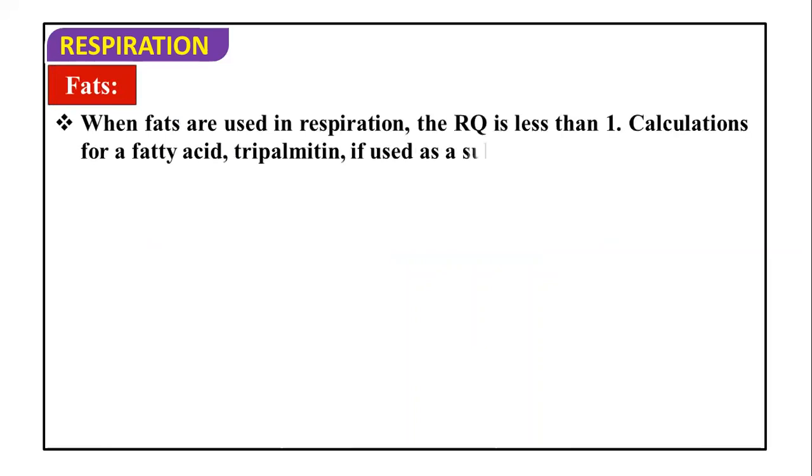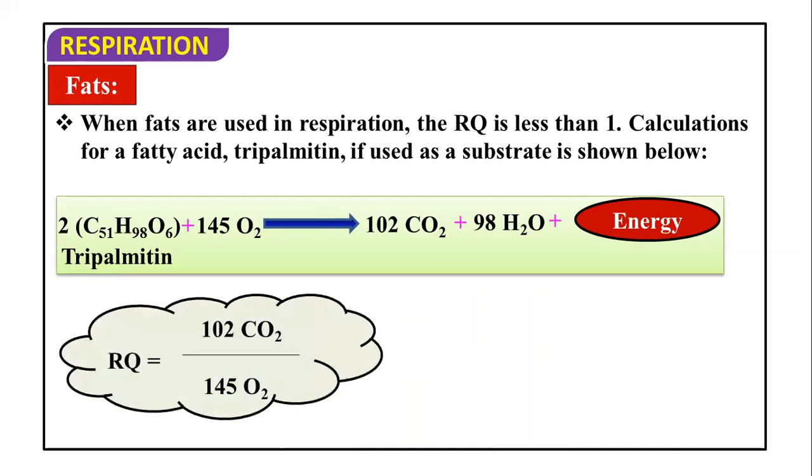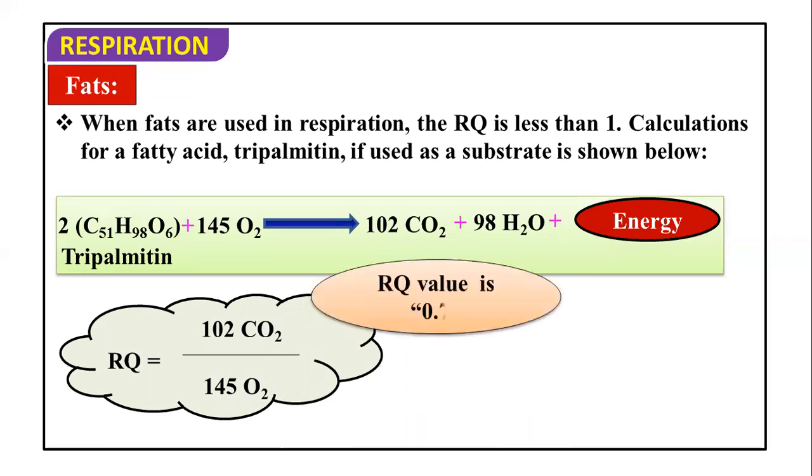The calculation for fatty acid: tripalmitin is used as a substrate. Suppose we take tripalmitin, C51H98O6, and it reacts with 145 O2 to give rise to 102 CO2 and 98 water along with energy. So if we take the ratio, 102 CO2 upon 145 O2, the RQ value comes to 0.7. So the respiratory quotient for fat is 0.7, which is less than 1.